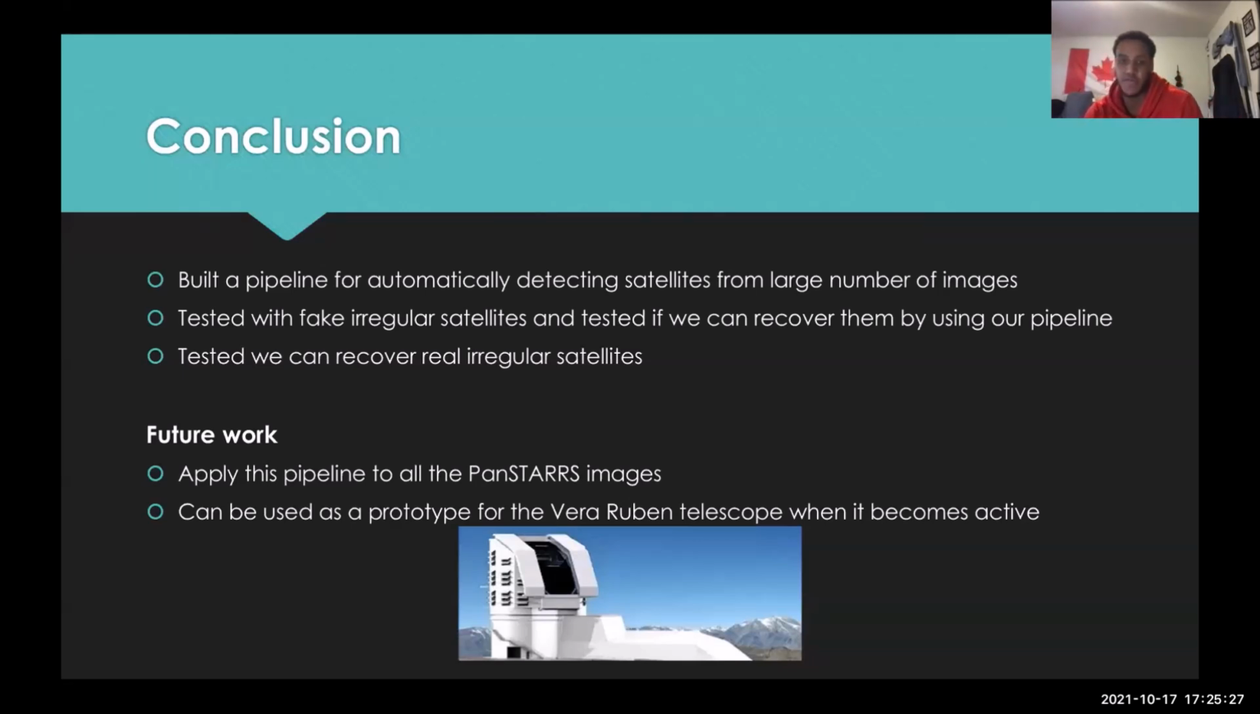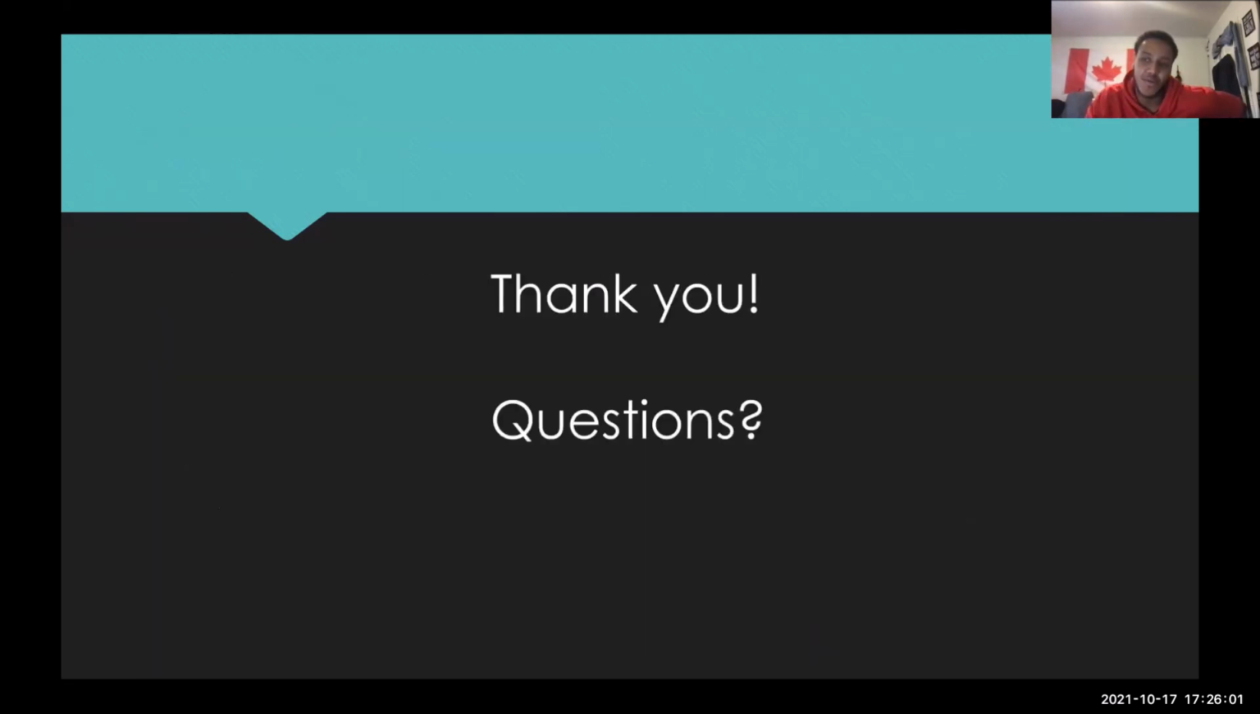They said in a couple of years, the Vera Rubin telescope will be coming out, and it's known to take thousands and thousands of images. Using a pipeline like this could be a prototype because they're expected to find hundreds more irregular satellites. But we obviously need clear data and a better pipeline to sort through different chains of images. Any questions? Awesome.